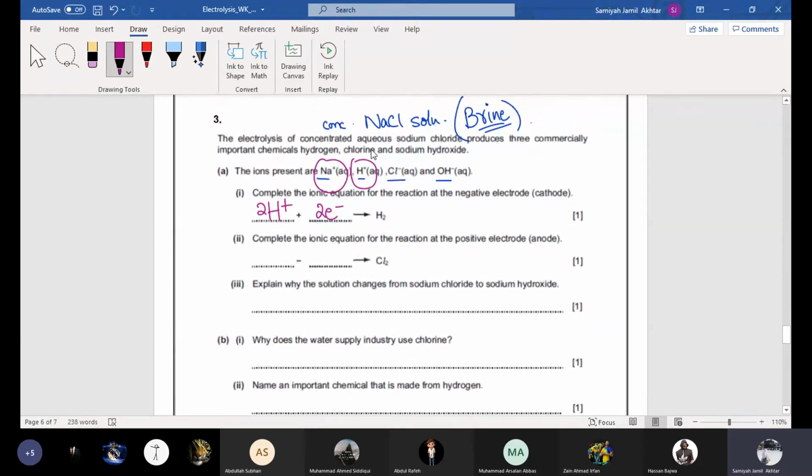Complete the ionic equation for the positive electrode. Chloride ion will discharge because it's a concentrated solution, so chloride ions will be more.